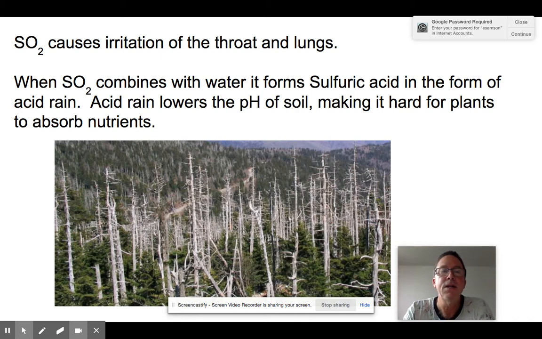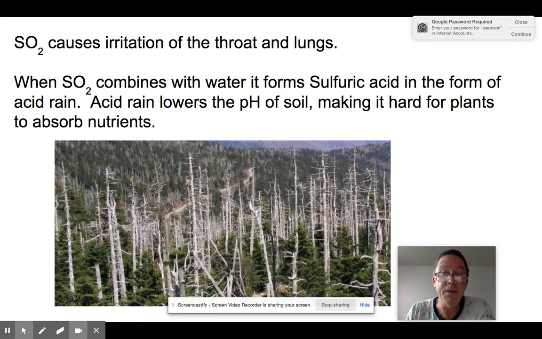One is that SO2, when it reacts with water, forms sulfuric acid. Now that's not a great thing. It doesn't make it in very high concentrations. It doesn't dissolve you or anything like that. But it does produce basically acid in our lungs, which is not good for us. So it causes irritation of the lungs and throat.